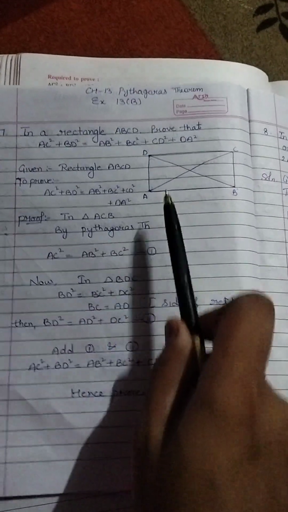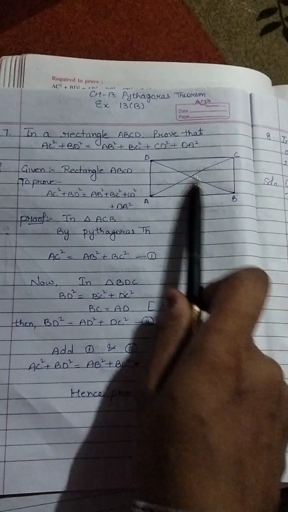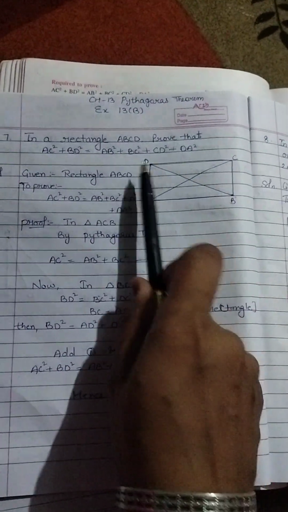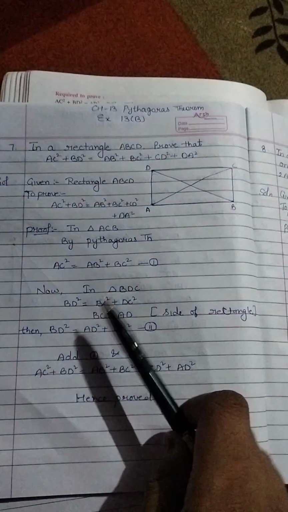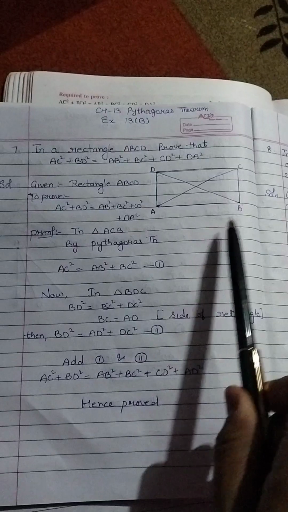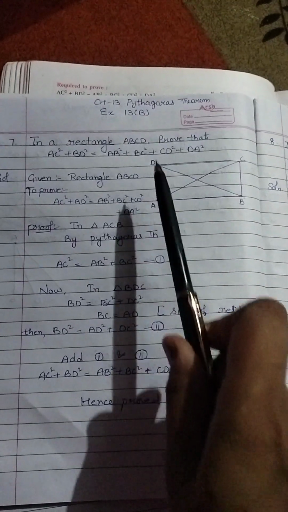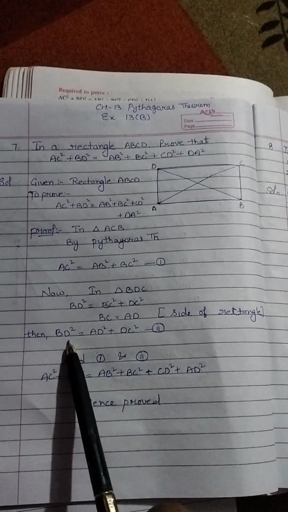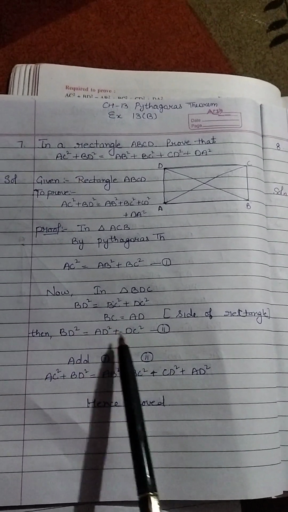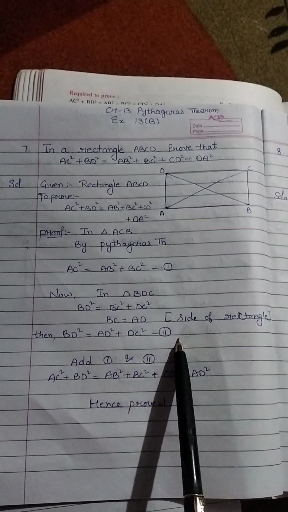Now in triangle BDC, similarly we take this triangle BDC. In this, BD square is equal to BC square plus CD square, and this is a rectangle, so we take AD in place of BC. So we have BD square is equal to AD square plus DC square, and this is the second equation.